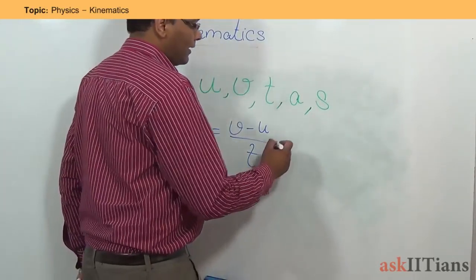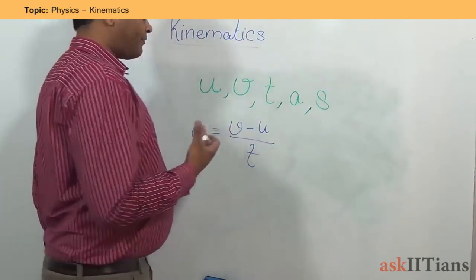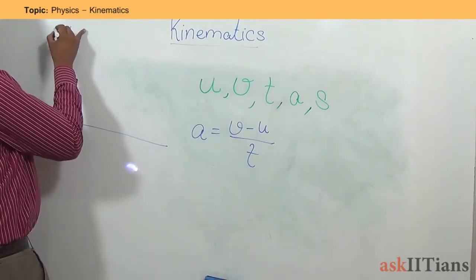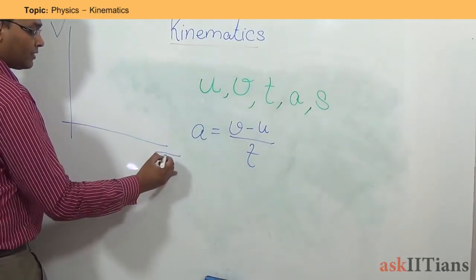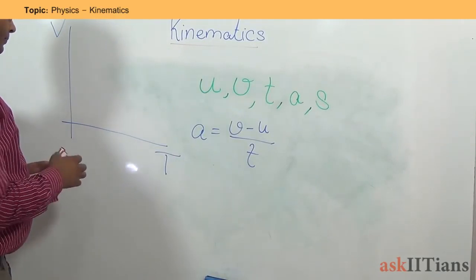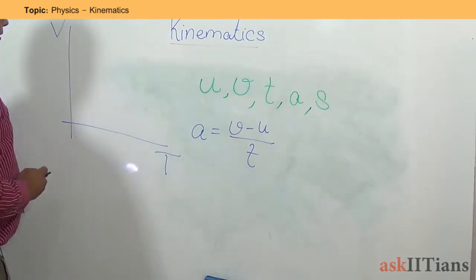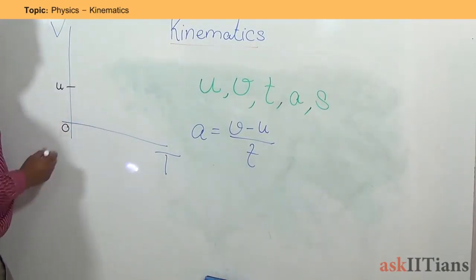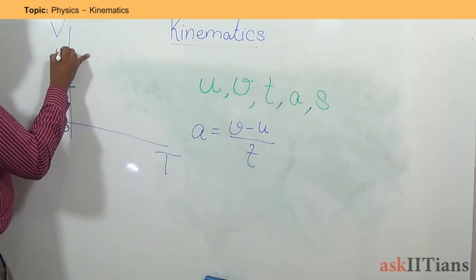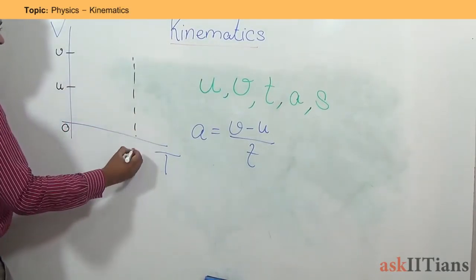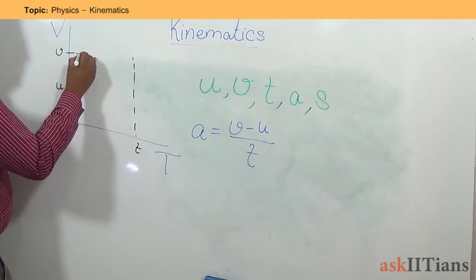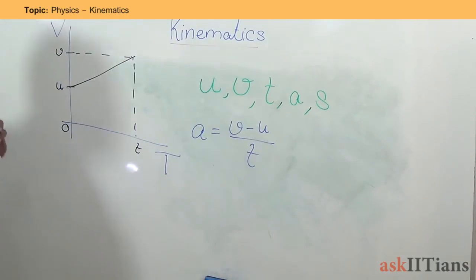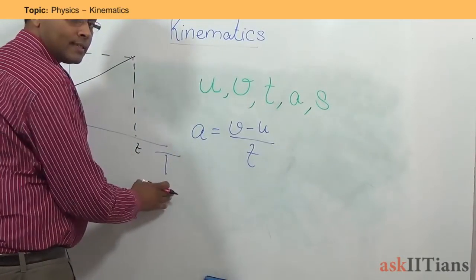Now, if I have to put that into a graphical form, how do I do it? Here, let's say I have velocity, and here I have the time. Now, let's say the initial velocity is u, that is when time is 0. After a certain interval of time t, the final velocity acquired is v. Therefore, if I just join this, this is the graph that I get for v versus t.